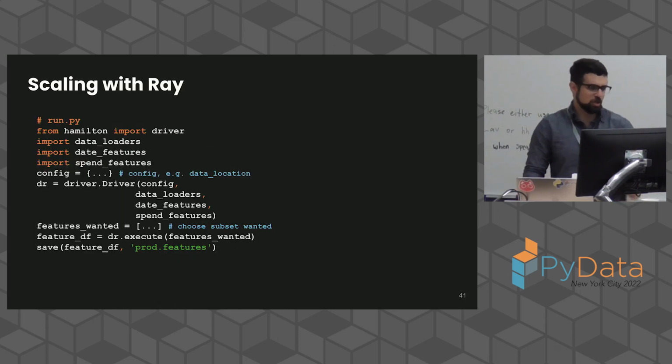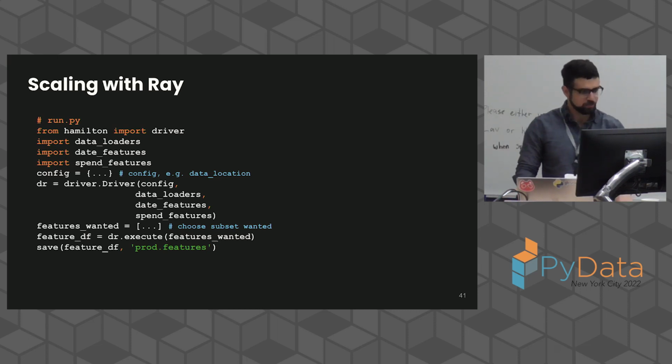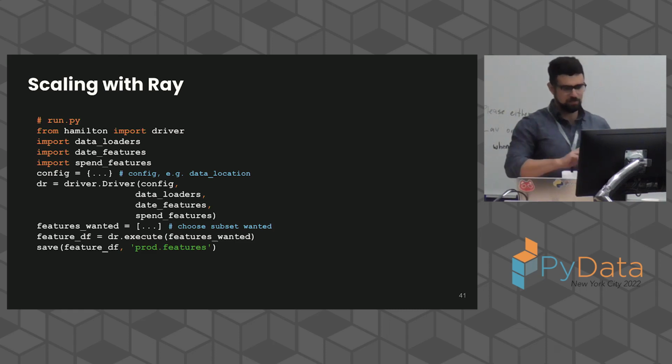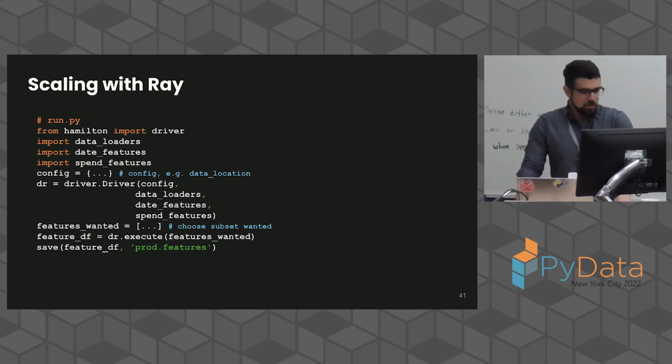So scaling with Ray, here's our basic driver that we're looking at. This should be familiar from earlier. You've got our data loaders, our date features, and our spend features. These are things like dates, holidays, and then spend features, marketing spend. And we execute it, save it out to the database, so ETL.